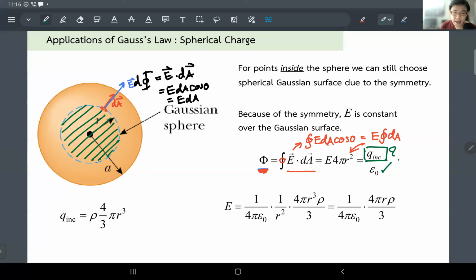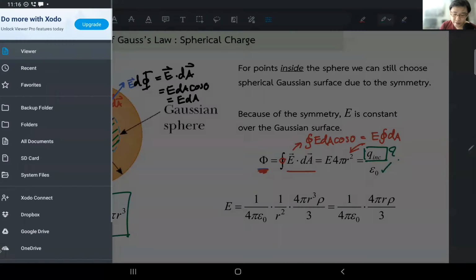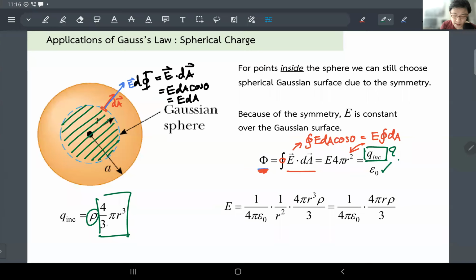That's what I'm saying. And this is where the rho is very convenient to be used. Because if you know the rho, which is the charge density, all you need to do is just multiply by the volume of this Gaussian sphere, correct? So it means it's just four thirds pi small r cubed. That's the charge enclosed in there. So you just put the charge included inside this Gaussian sphere and plug it in there, and you are almost done.